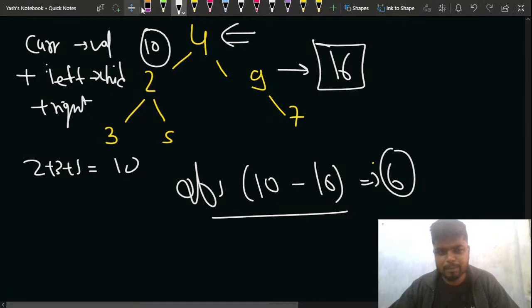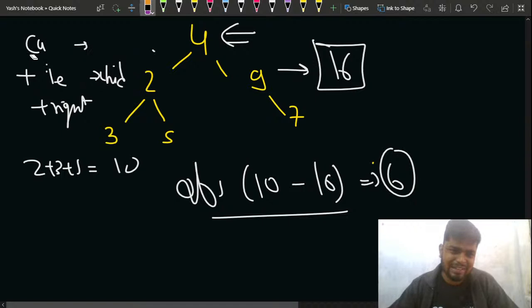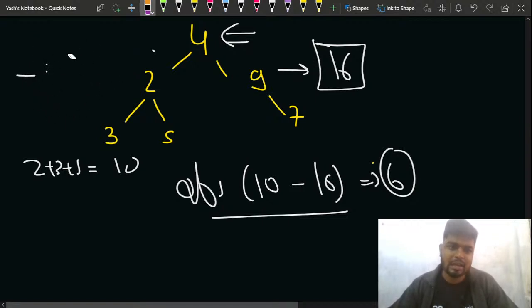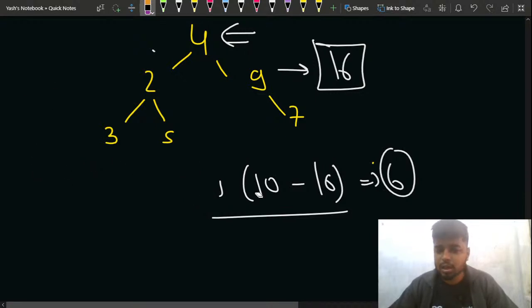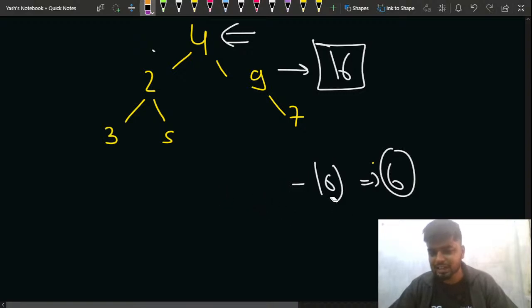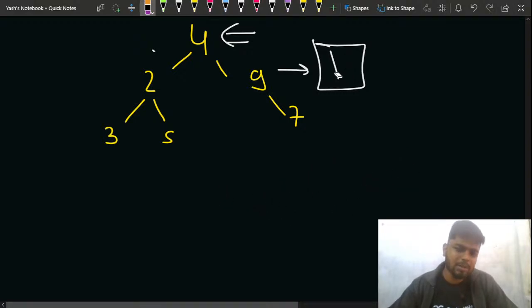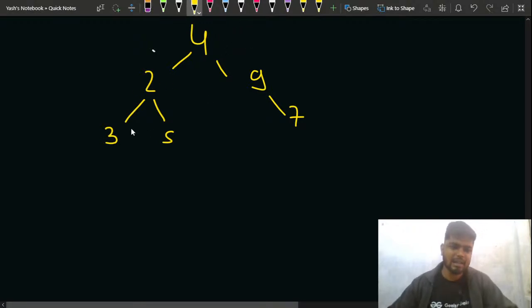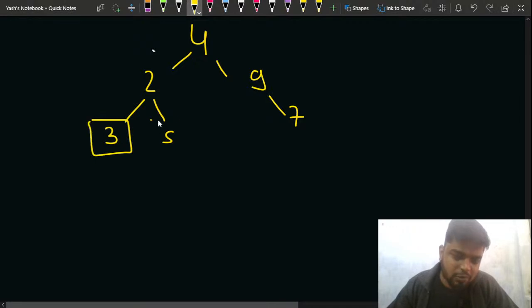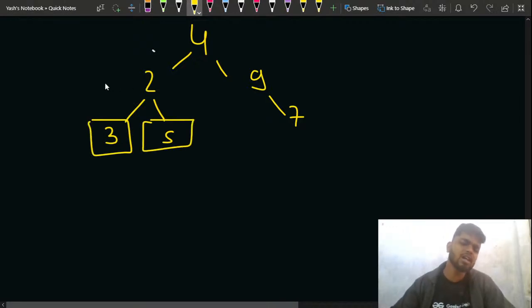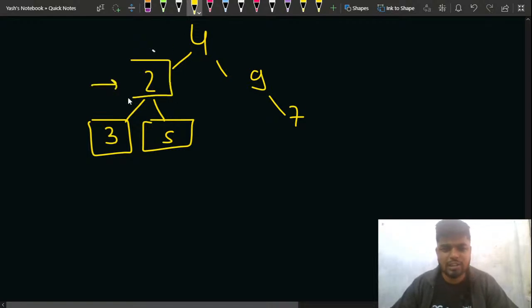Now the question comes of how we are actually going to implement this. As I said, you can take a resultant variable that will be storing the sum of all the tilts that are present in the tree. Apart from this, for doing this part, first of all, what do you want? You want to find the left child, then you want to find the right child, and then for this part you want the root as well, right?